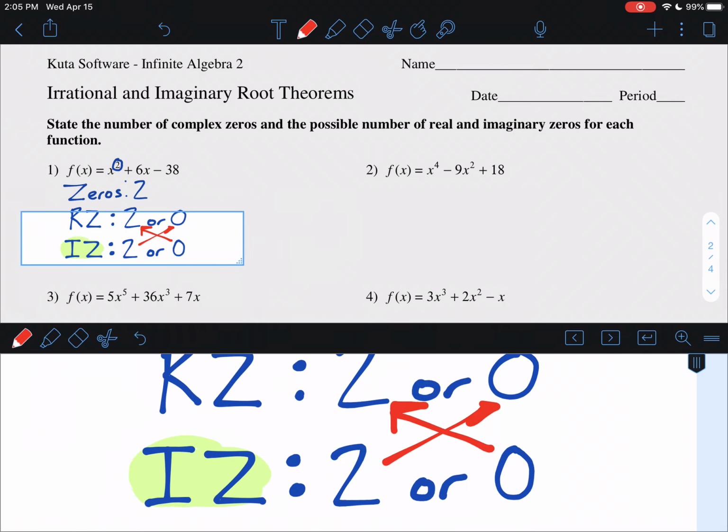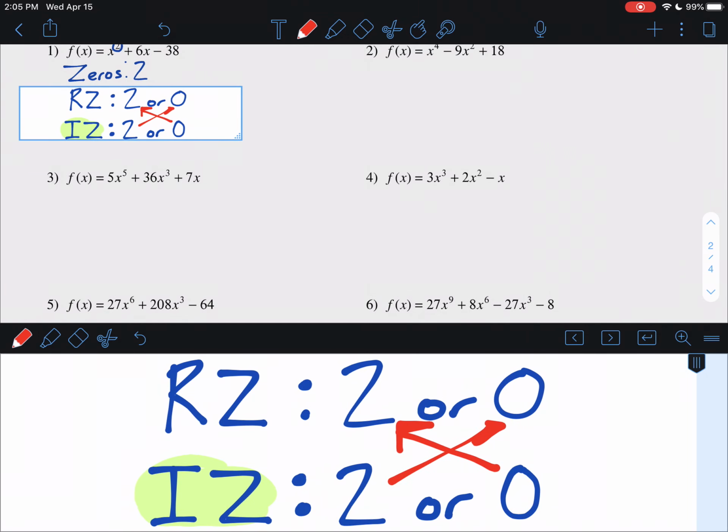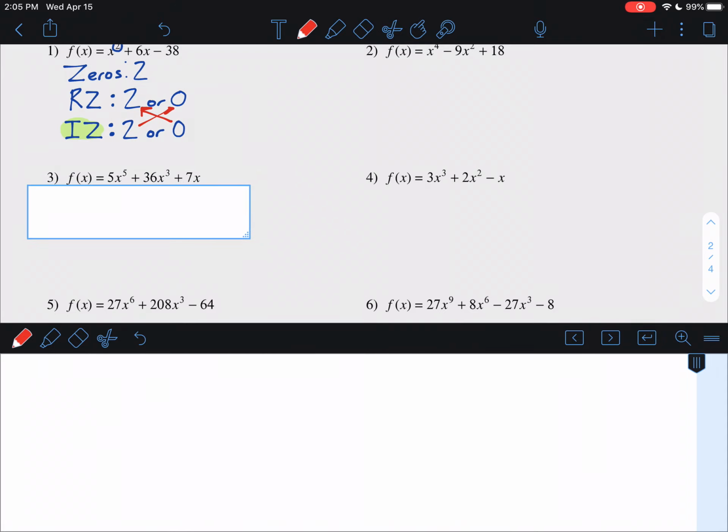That's all we have to have. Those are the possible numbers. We don't have to figure out how many there actually are. We just have to figure out there's possibly this many.